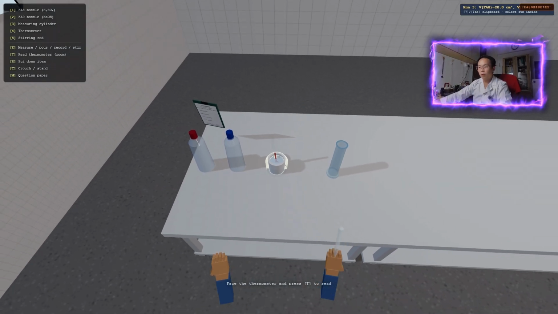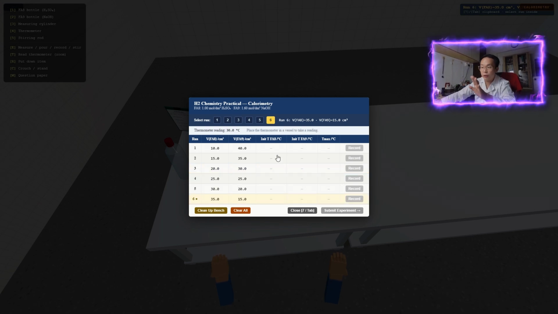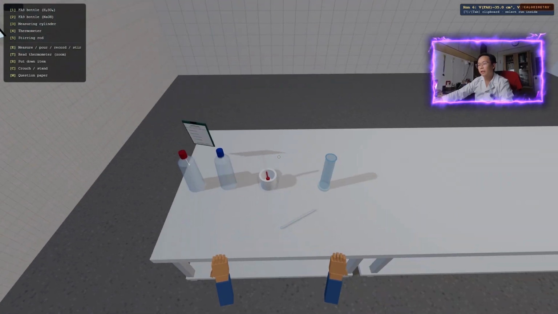So, zoom out, put it on the table. I'm not going to go through all the runs. I'm going to show you that I can do all the way to the 6th run. So I'm just going to pick the 6th run. I don't even have to go in sequence. 6th run, close the tab. Again, everything, have I cleaned up?